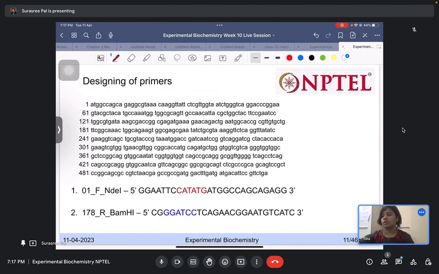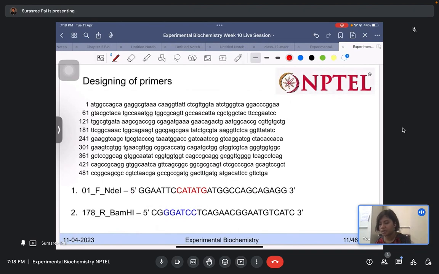Now, talking about these primers. These primers are sequences which need to be designed by us such that this primer can function in a way such that it can anneal to the template DNA. So it has to be complementary to the template DNA. It has to be designed in such a way that it is complementary to the template DNA. And there have to be two primers actually.